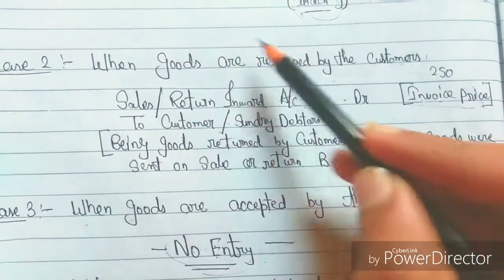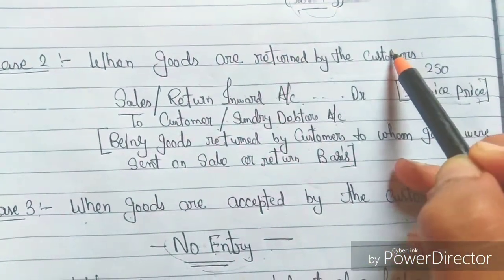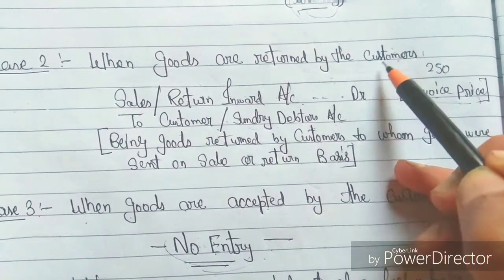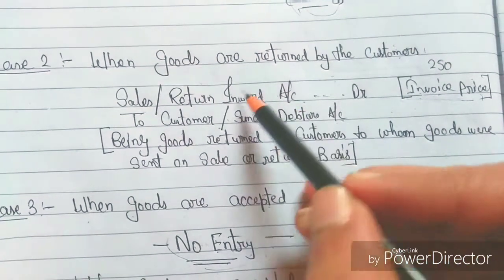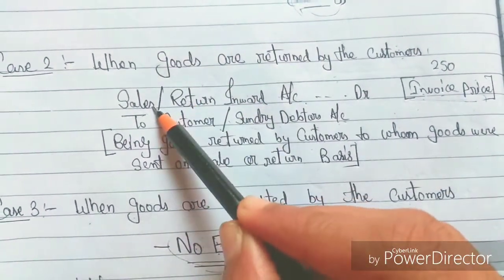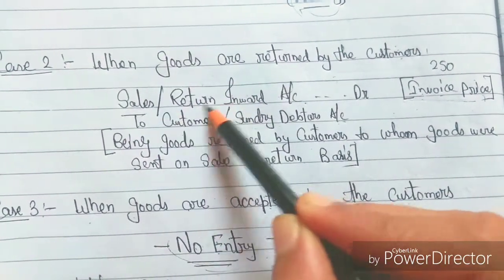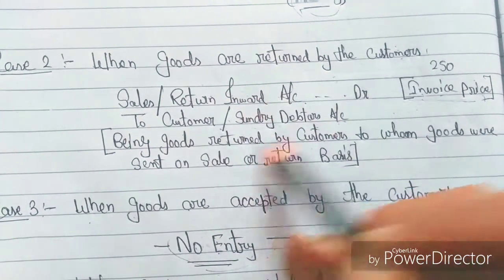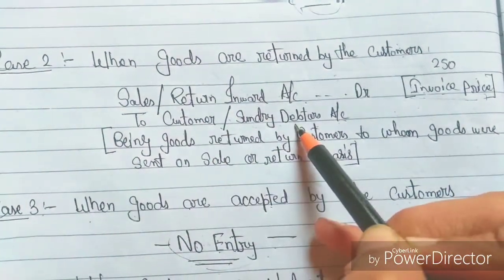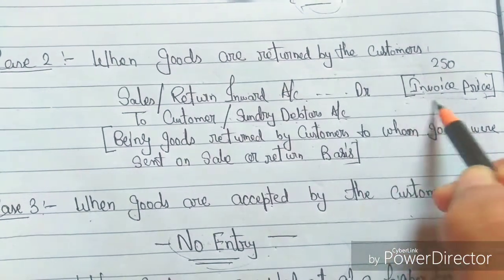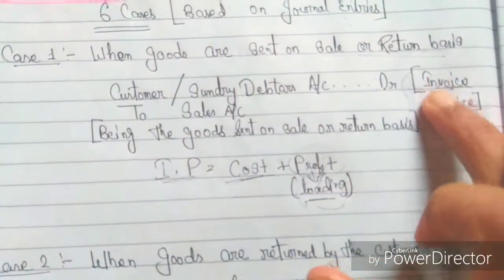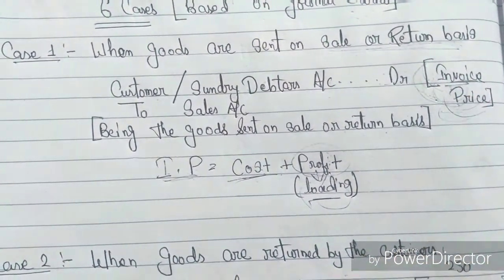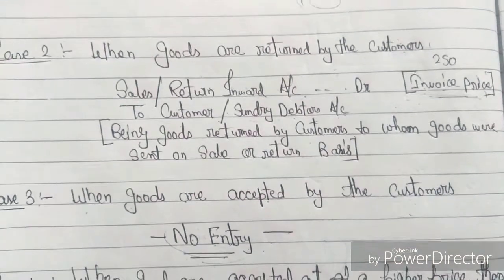Okay. Now case 2 is when goods are returned by the customers. Suppose that the goods are not accepted by the customers, they have returned it. So in this case, what will happen? Sales return or return inward account will be debited to customer or sundry debtors account. The amount here also will be at invoice price, because when we send the goods at invoice price, the amount returned will be at invoice price.